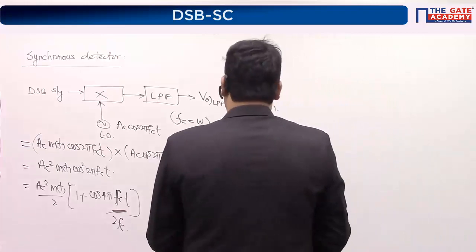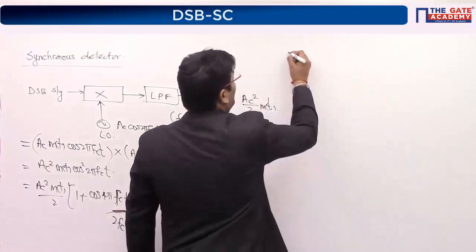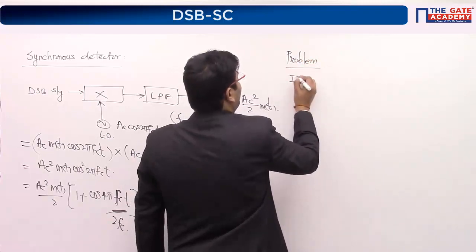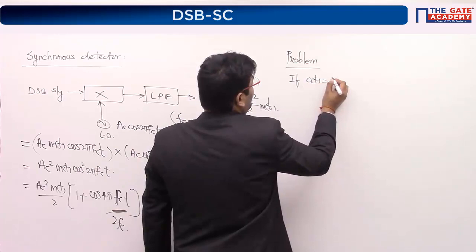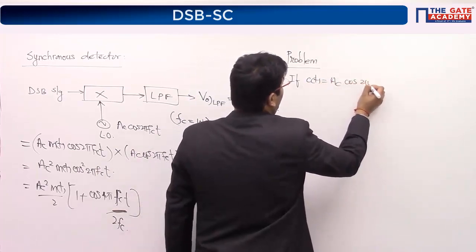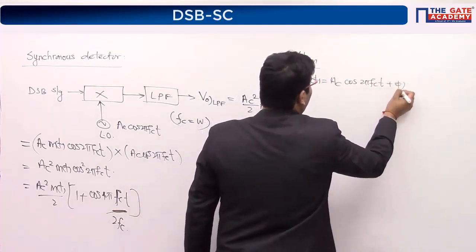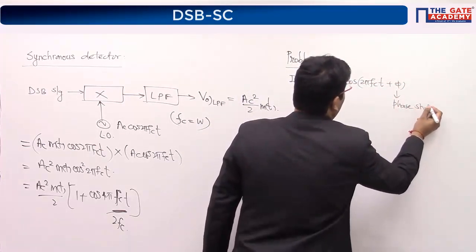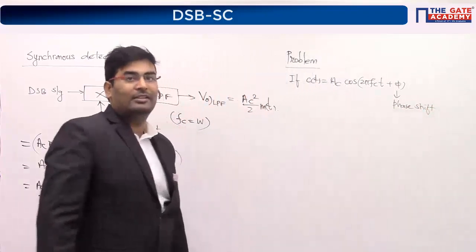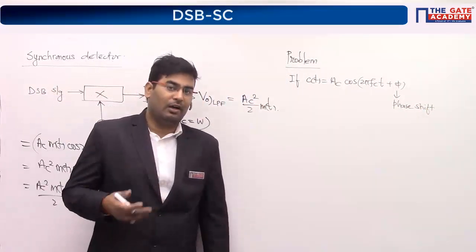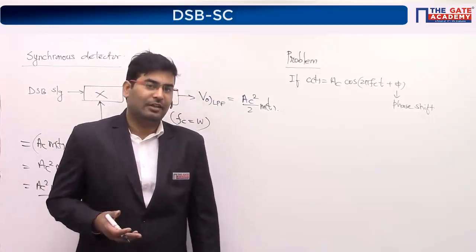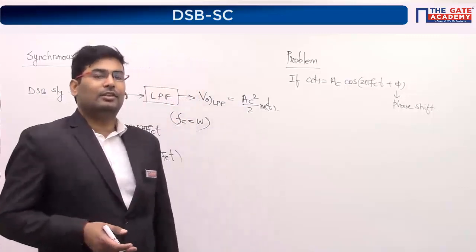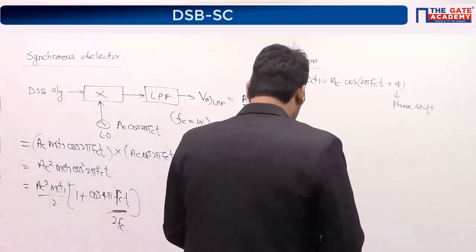Now the same problem of phase shift. That is the disadvantage. What is that problem? If c(t) equals Ac cos(2 pi fct plus phi), it has a phase shift. Then the synchronous detector is not synchronized, right? It is called a synchronous detector because it has the same phase. If it is 0 degrees on the transmitter side, the receiver side should also be 0 degrees. There should not be any phase shift. That's why it is called synchronous.